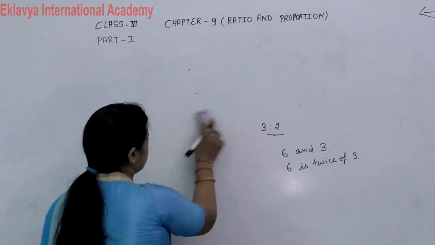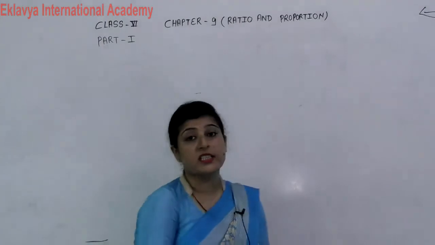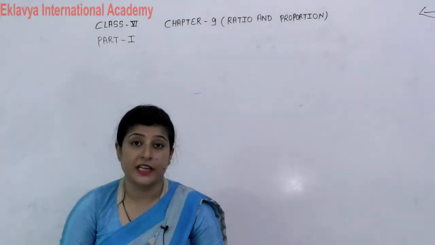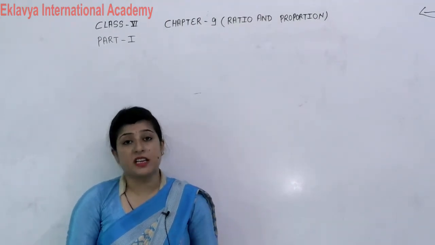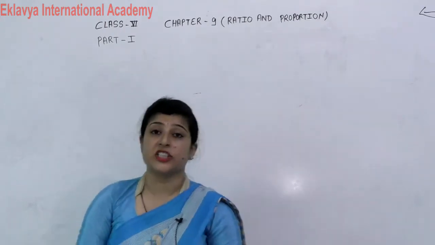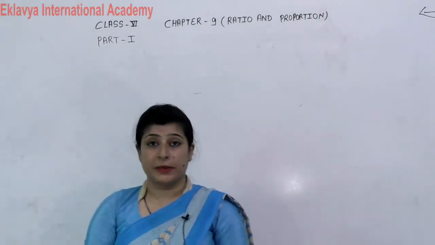Next thing, see. What is the ratio? Ratio is a way of representing the quantity of any kind by the division method. Second thing, the order of the terms in the ratio is very important.